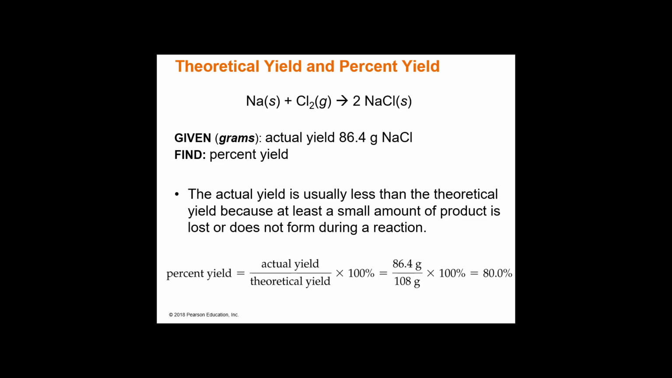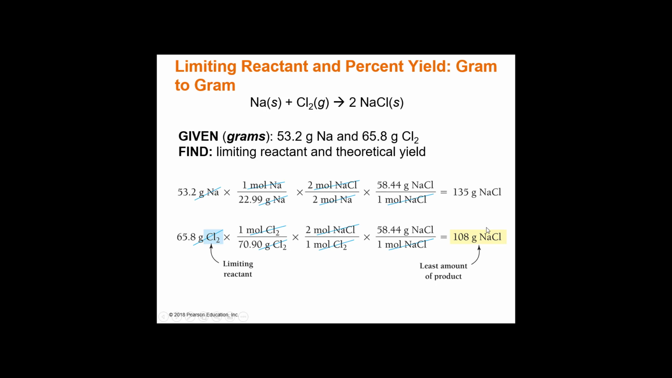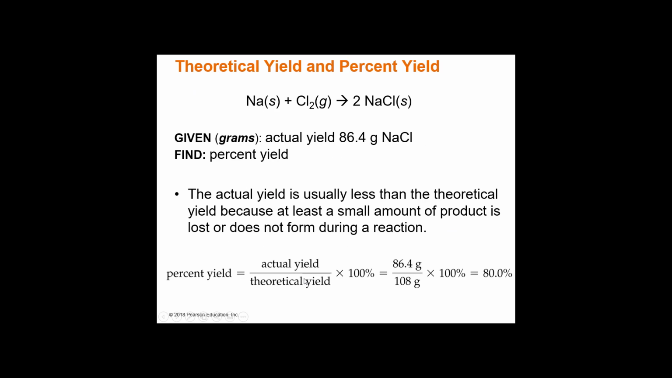You remember the formula is percent yield equals actual yield over theoretical times 100. We plug all our information in because remember the limiting is also the theoretical yield times 100, and this reaction produced 80% yield.